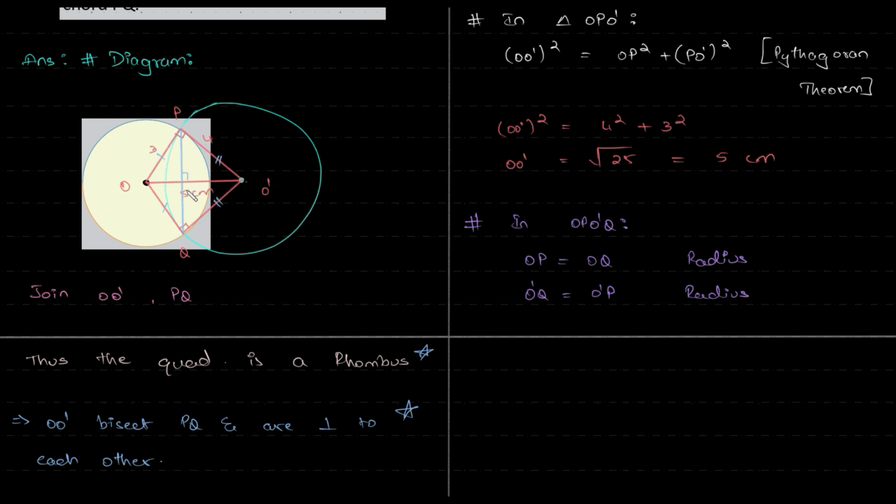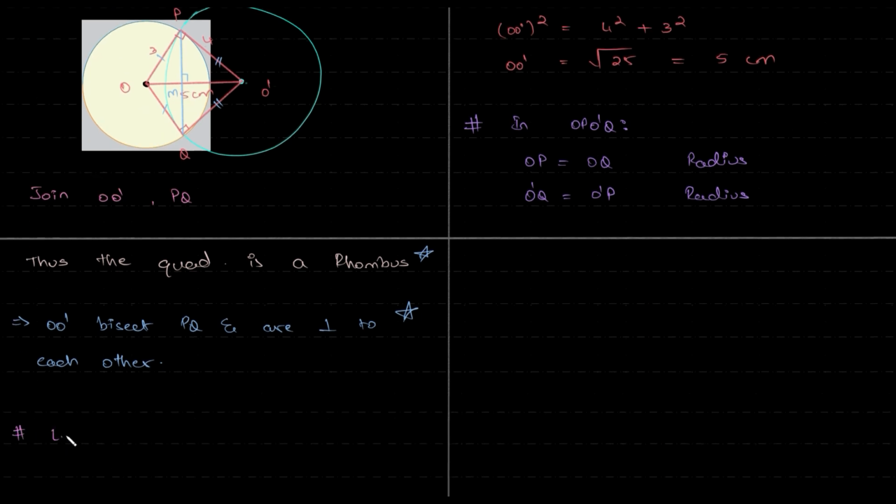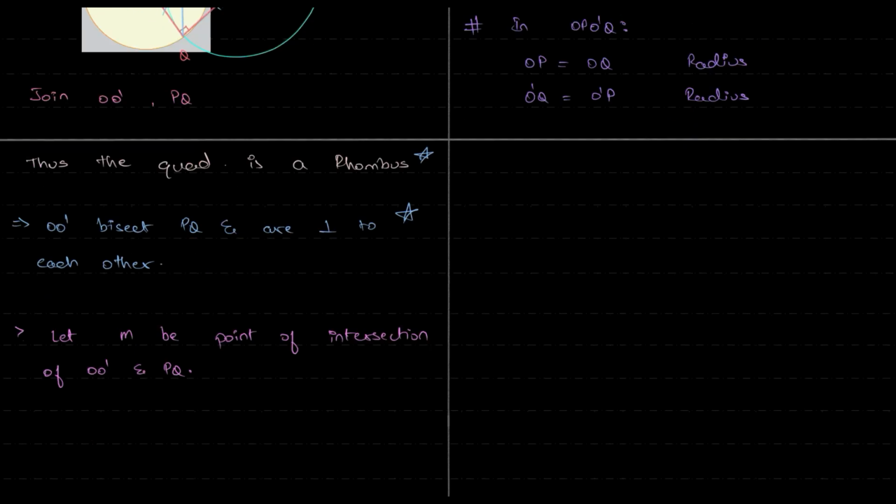And now this being perpendicular, we can call the point of intersection as, say, M. Let M be the point of intersection of O dash and PQ. Okay, so what do we have? Then we can call PM is equal to MQ is equal to Y or something like that.